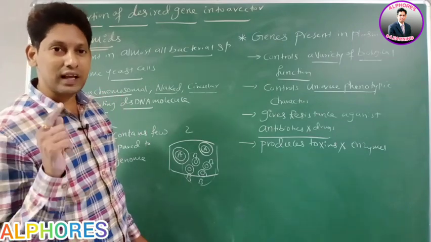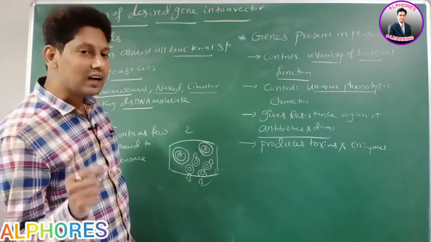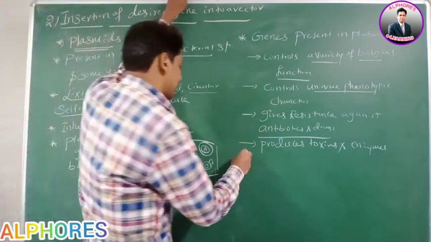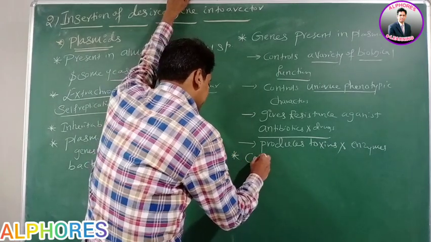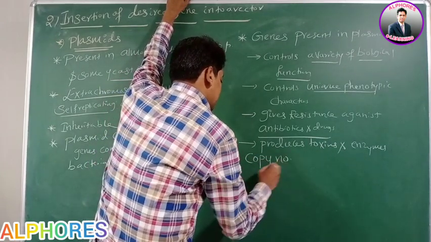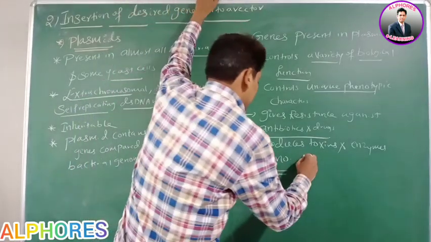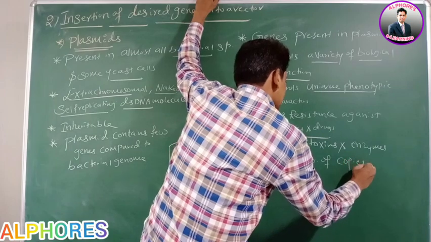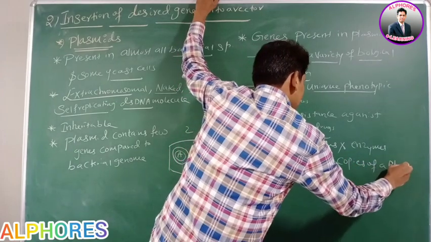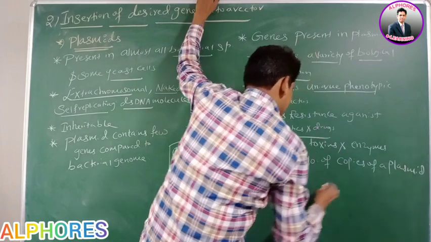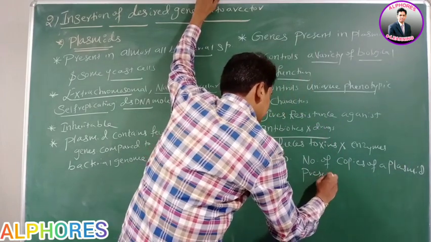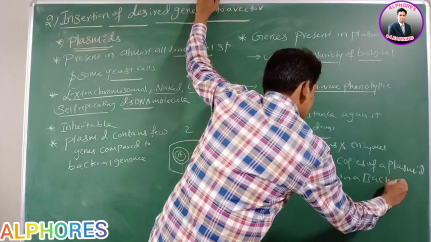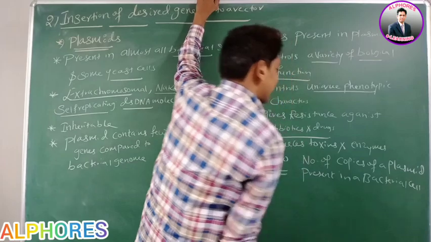Therefore, copy number means number of copies of a plasmid present in a bacterial cell. It means if you take one type of plasmid, how many copies of that plasmid are present in a bacterial cell? That becomes what? Copy number. Therefore, copy number means what, sir? Number of copies of a plasmid present in a bacterial cell.